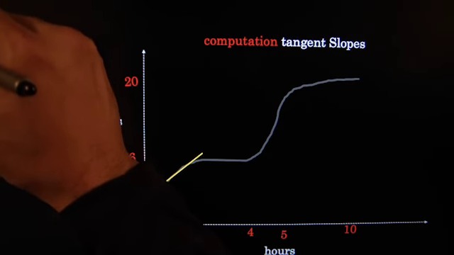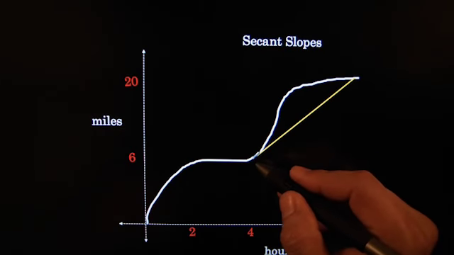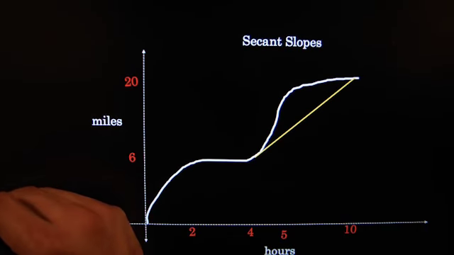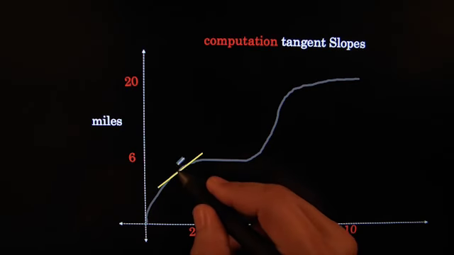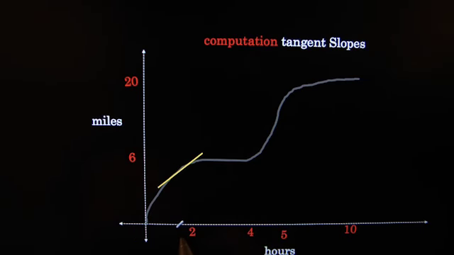This over here would be the average velocity from the 4th hour to the 10th hour. This over here would be the exact velocity at 1.75 hours into it.